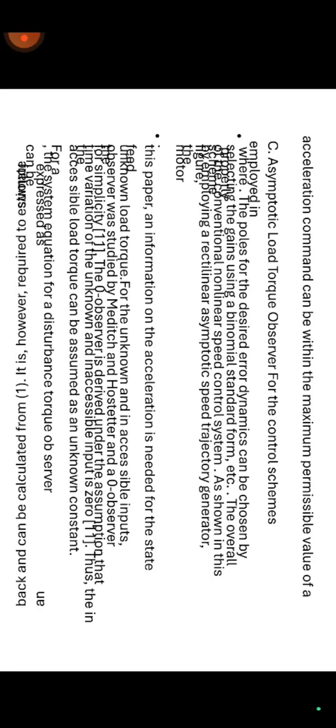Employing a rectilinear asymptotic speed trajectory generator in the motor, information on the acceleration is needed for the state feedback. The unknown load torque is treated as an unknown and inaccessible input. The observer was studied by Meditch and Ostrater. For simplicity, the observer is derived under the assumption that the time variation of the unknown and inaccessible input is 0. Thus, the inaccessible load torque can be assumed in the system for the disturbance torque observer.